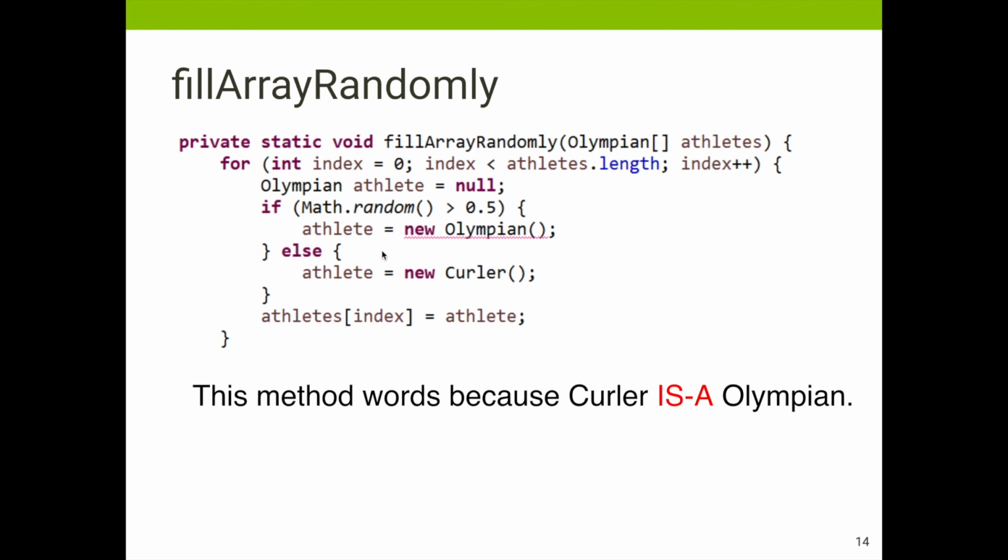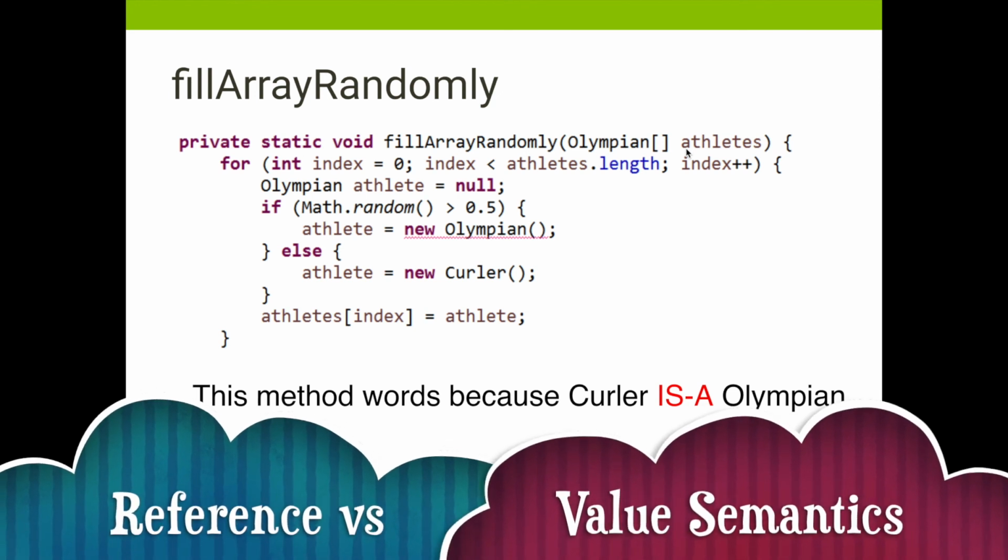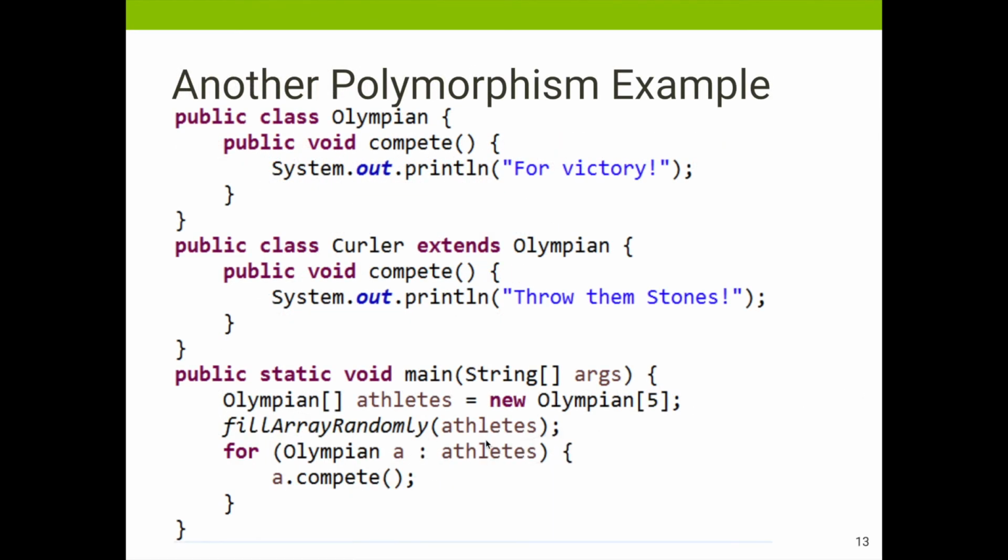To fill my array randomly, I could go through the length of my array, and then randomly pick either a new Olympian or a new curler, and assign that into my array. And since right here, are we doing value semantics or reference semantics? Yep, you nailed it. We got reference semantics. So when I change my array inside of here, it's going to change my array back here, which is why when I fill it in, I don't need to have it return the value. I don't need to assign the value into the array. All the values in the array are already changed because I'm using reference semantics.